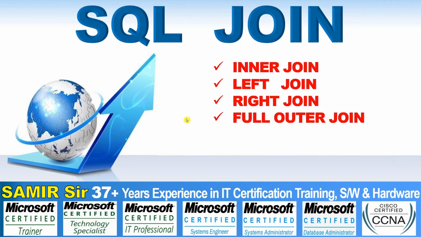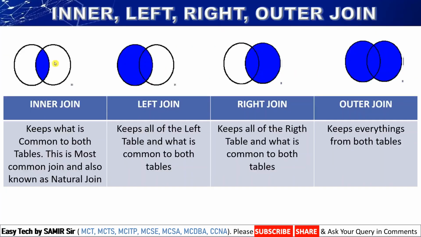Let's learn SQL join with a view. Now let's learn about inner join, left join, right join, and outer join. Inner join keeps everything that is common in both the tables, table A and table B. This is the most common join, and it is also known as a natural join. It keeps only the data which is common in both the tables, this intersection part, this blue.